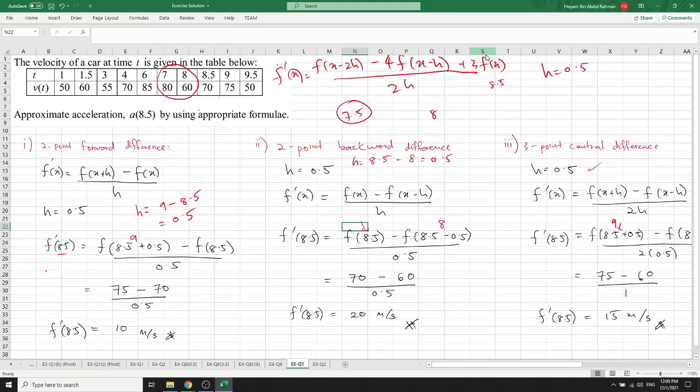The same goes for the other method, the 5-point central difference. We need to look at the availability of data. That is the most important part.